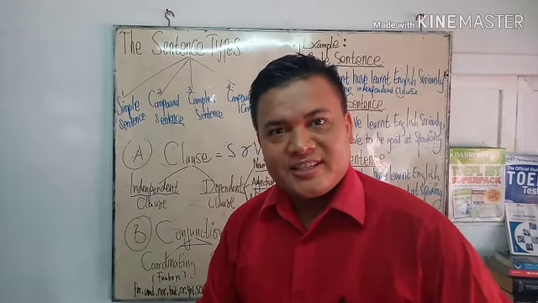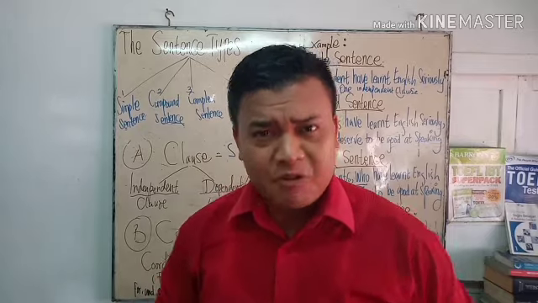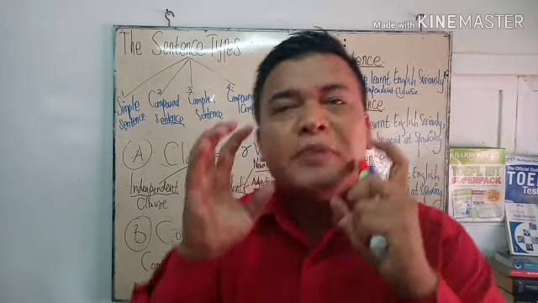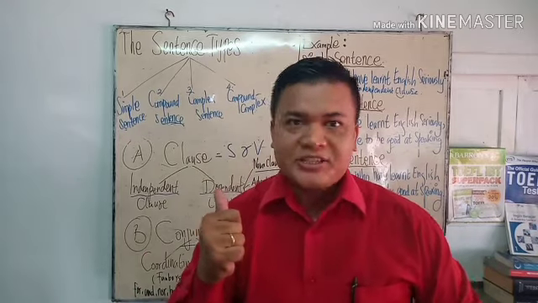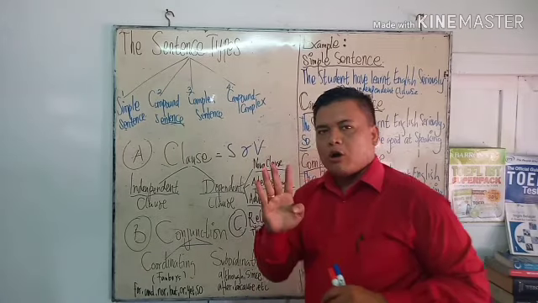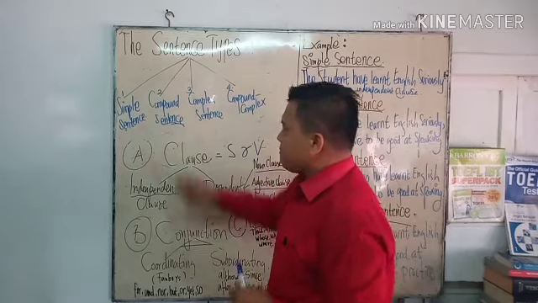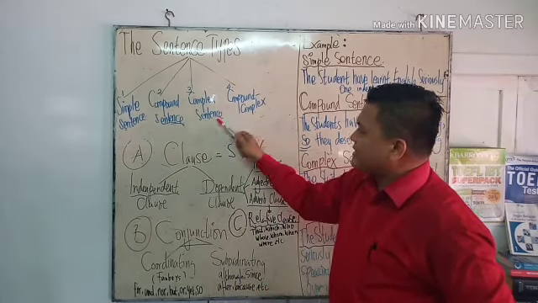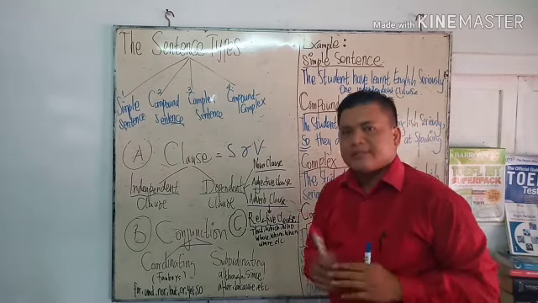Hi English learners. Are you afraid of making sentences in academic writing? Now this is a good opportunity to teach you the sentence types. So let's get started. There are 4 sentence types. Remember 4. What are they? Number 1 is simple sentence. Number 2, compound sentence. Number 3, complex sentence. And number 4, compound-complex sentence.